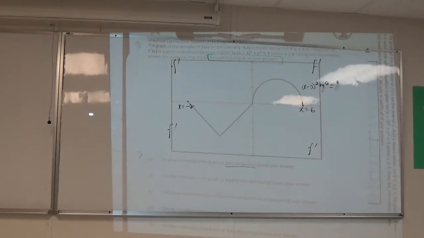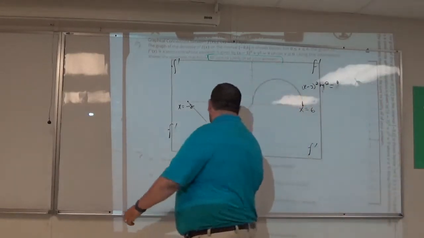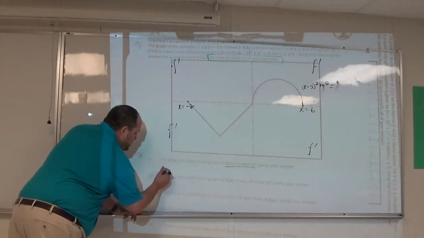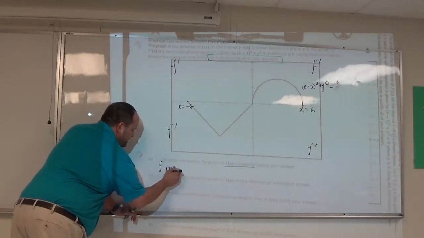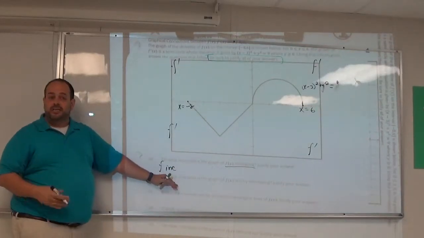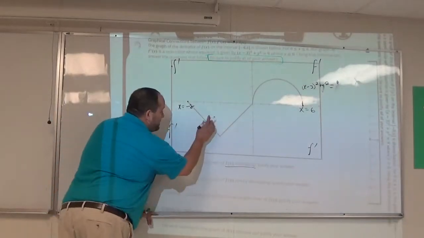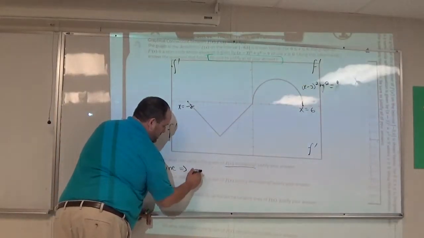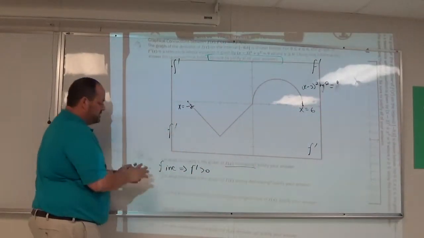Okay, the popular correct answer is 0 to 6. I heard 0 to 6 just about everywhere. But here's the thing, I need to know why. And here's the justification. F is increasing means what? What does that tell me about F prime? It means that F prime is positive.